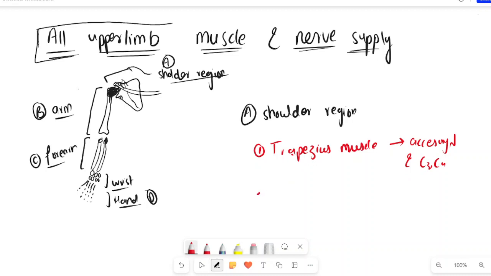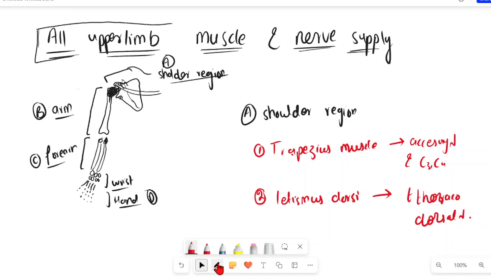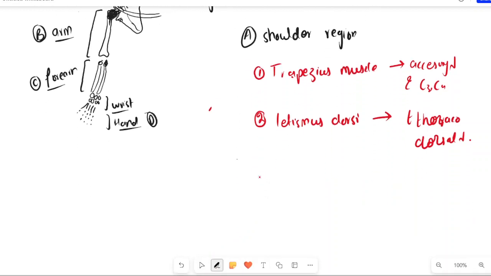The second muscle is latissimus dorsi. Latissimus dorsi is supplied by the thoracodorsal nerve. Thoracodorsal nerve.